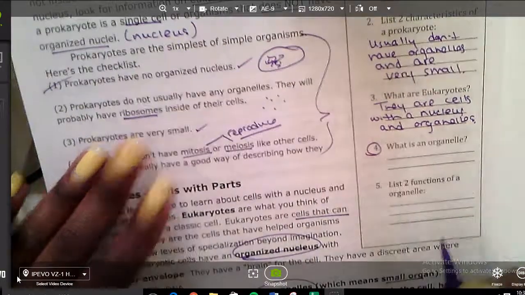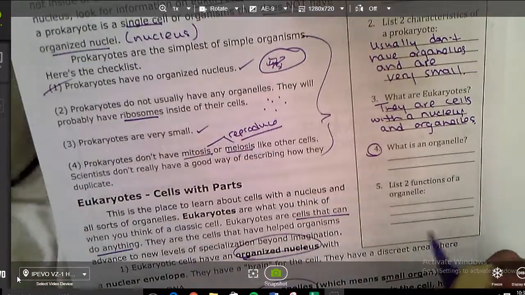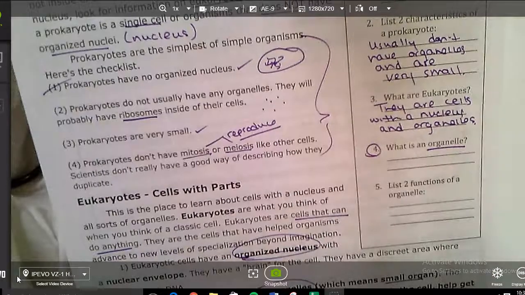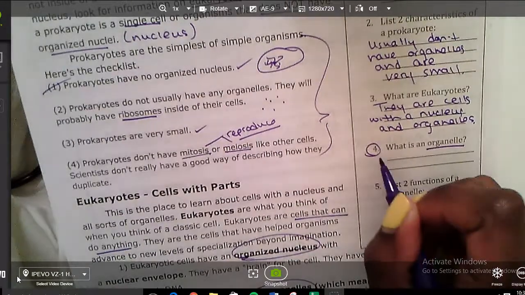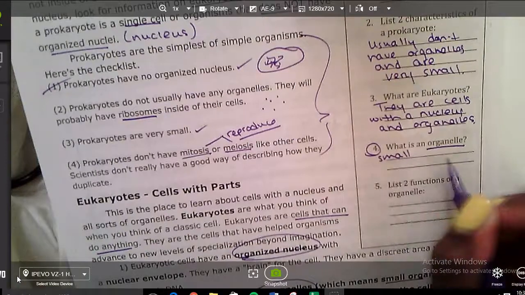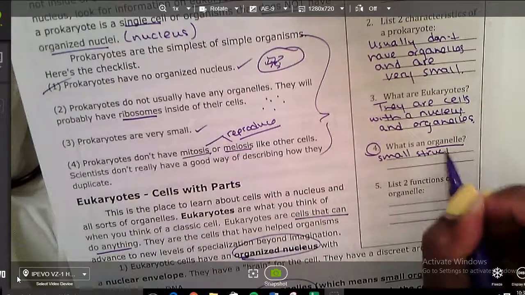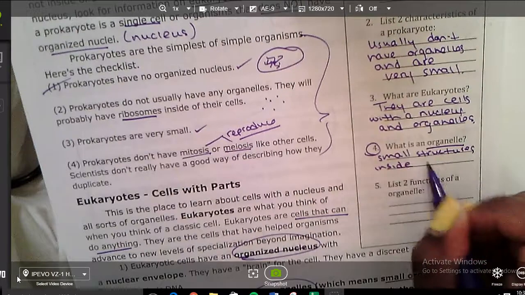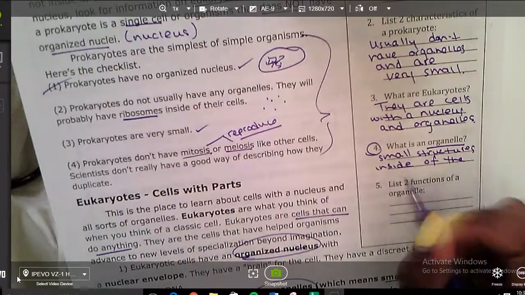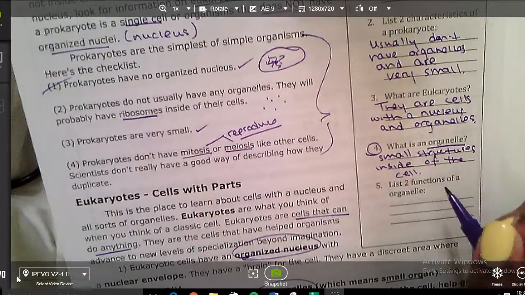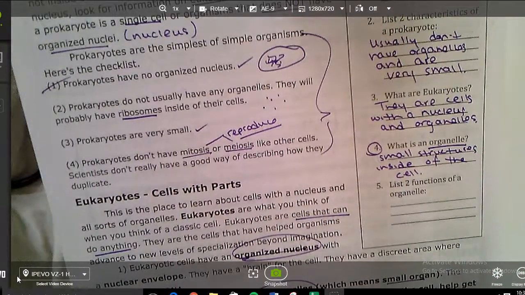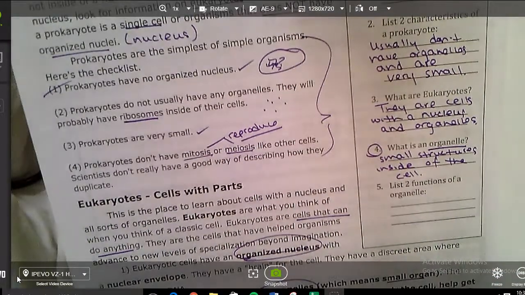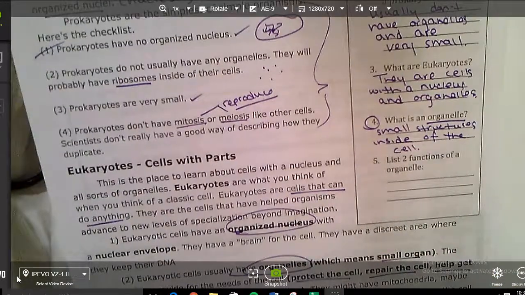This question is going to come up a lot because we have to make sure that we understand what this word means. What is an organelle? So you're going to say they are small structures inside of the cell. The bigger piece is that all those structures work together to help the cell live and perform its function.